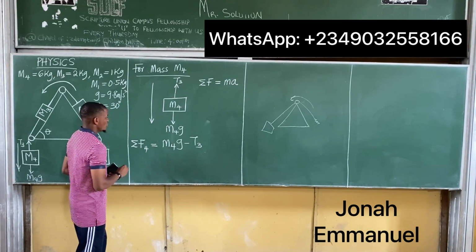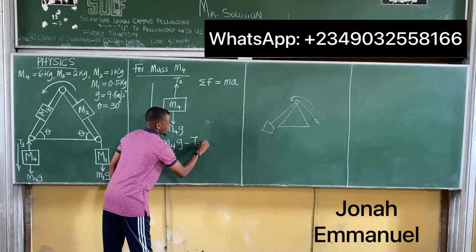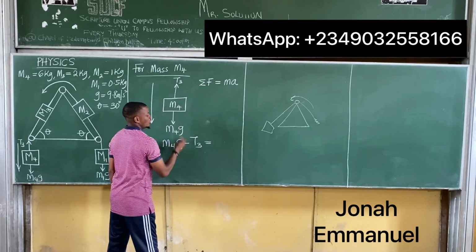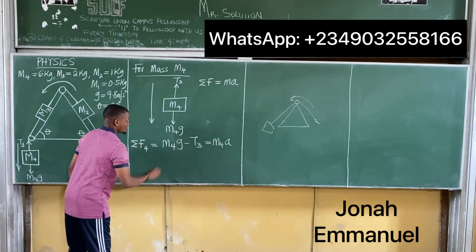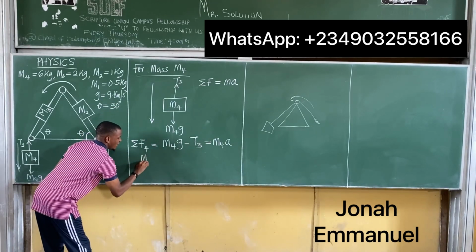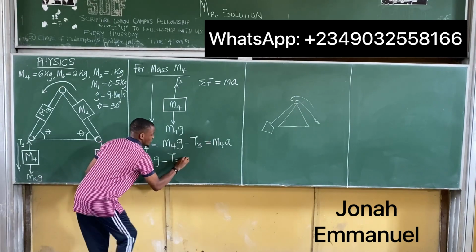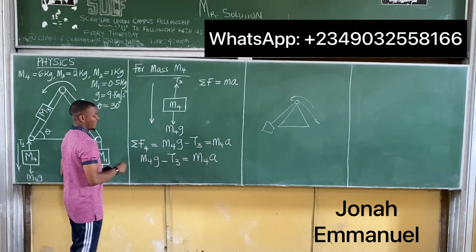So we have this. We said this is equal to MA. We write MA in terms of M4 because the mass here is now M4. It becomes M4A. So hence my equation is M4G minus T3 is equal to M4A. So here's my equation.